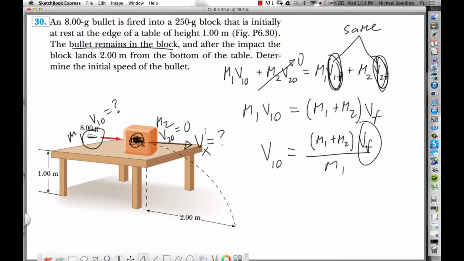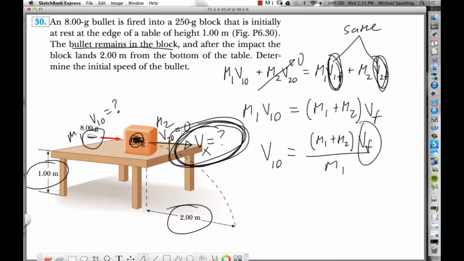So how do we figure out this velocity right after the collision? We're going to figure it out from this data here. The table is 1 meter high, and then the bullet block combo flies 2 meters horizontally. It's a projectile motion problem. Does that make sense? So what we have to do is figure out what is this velocity right after the collision. And it's an x velocity.